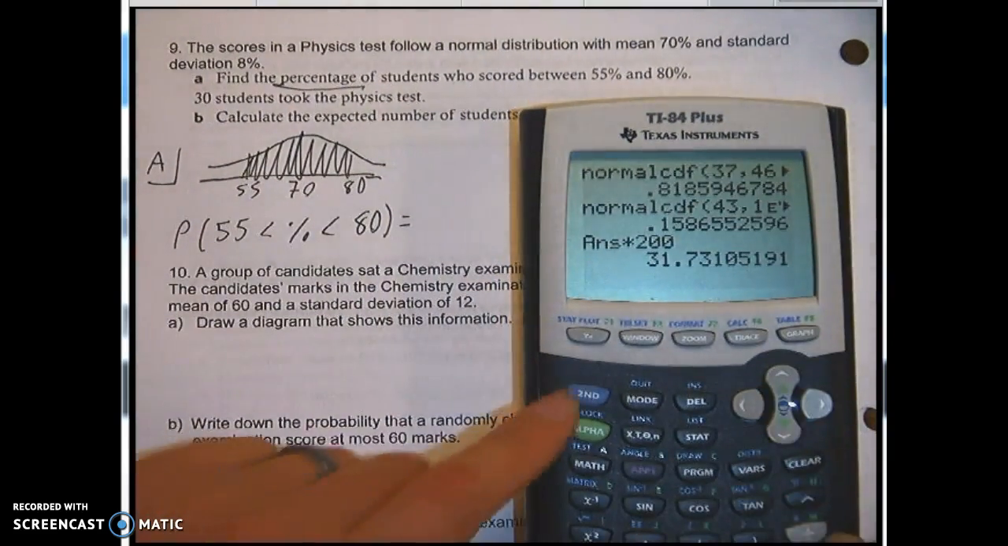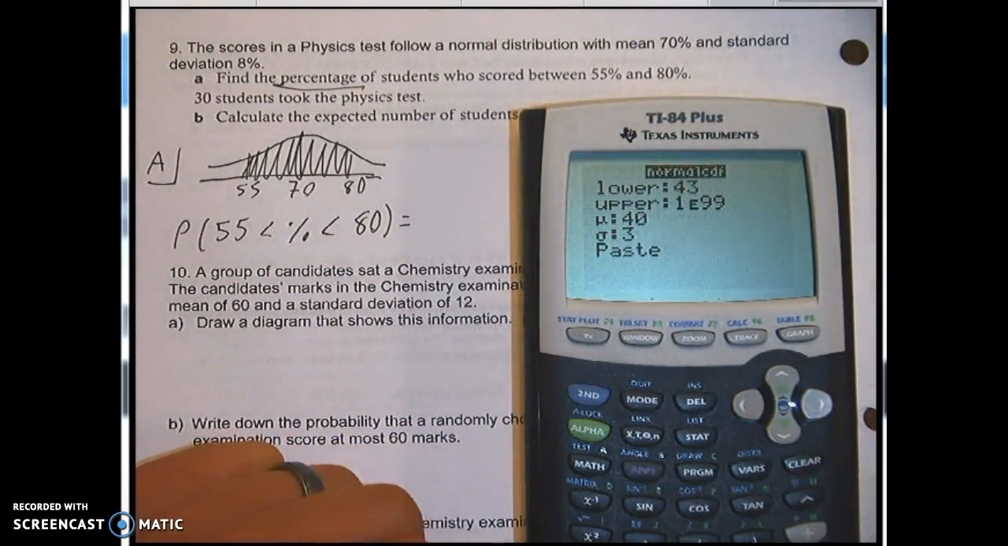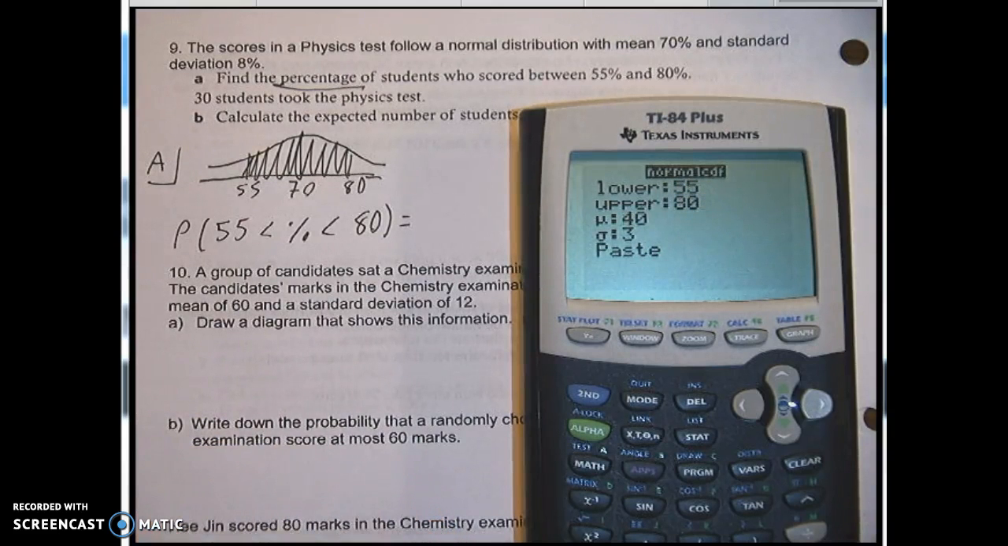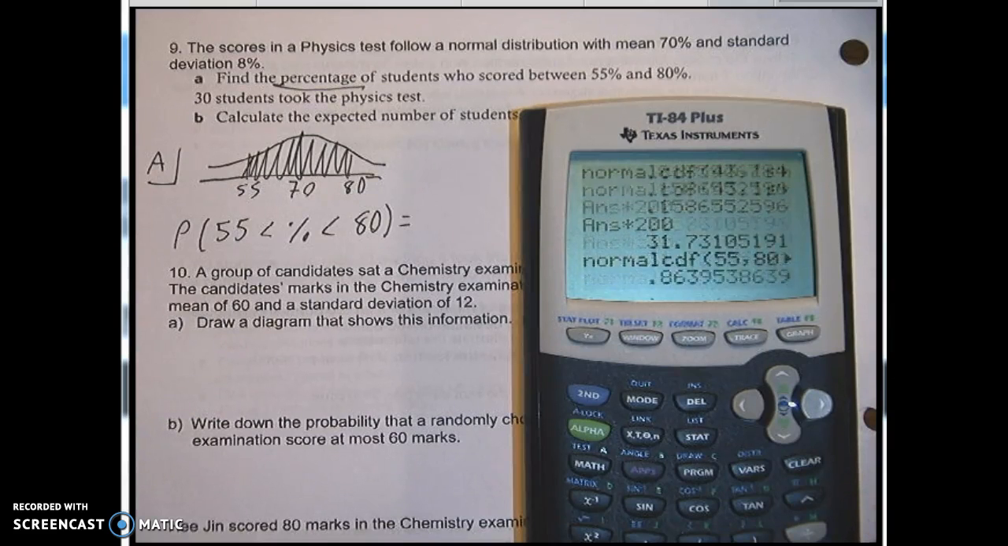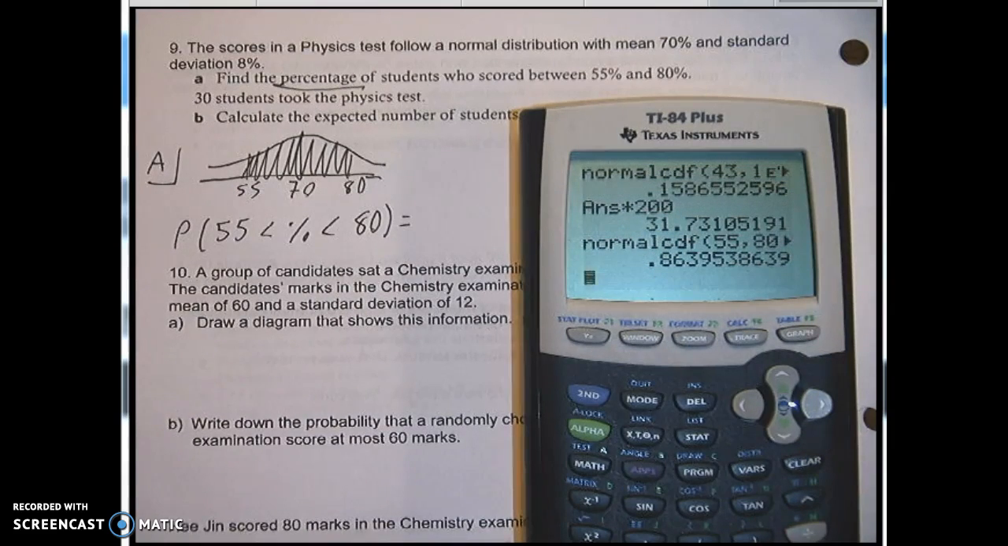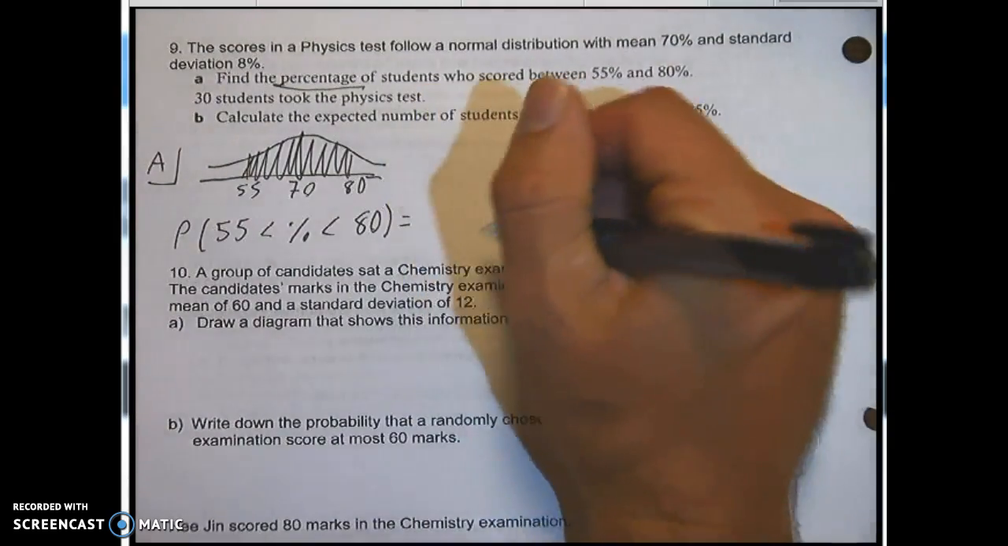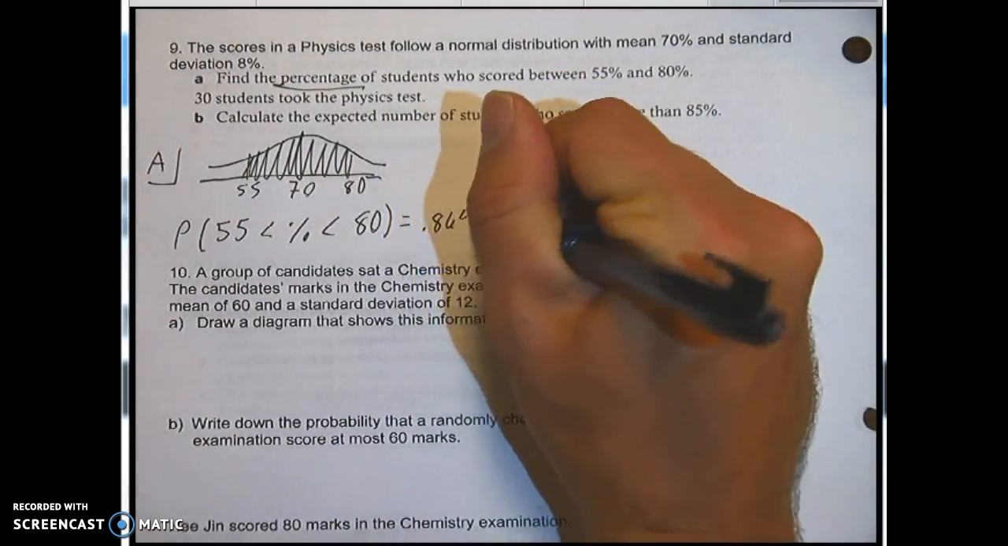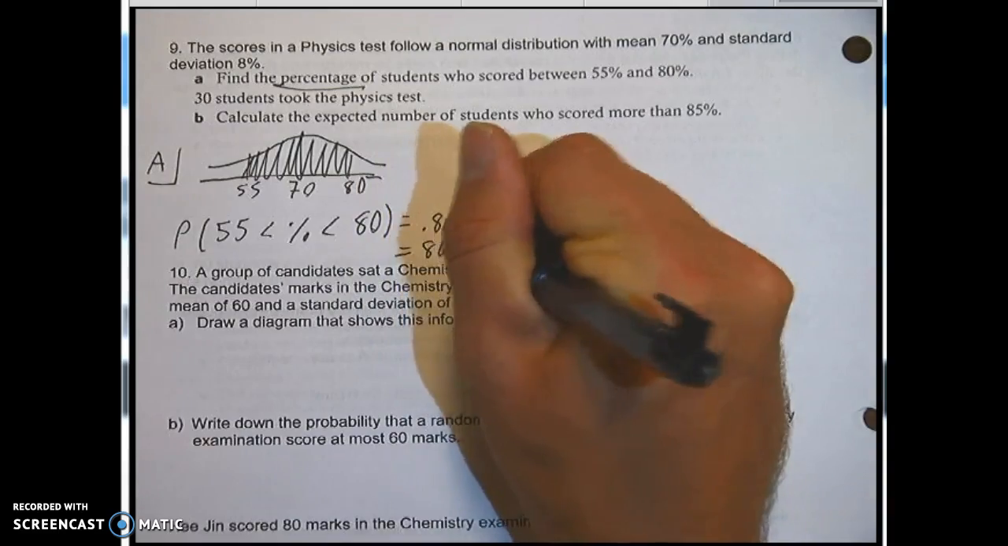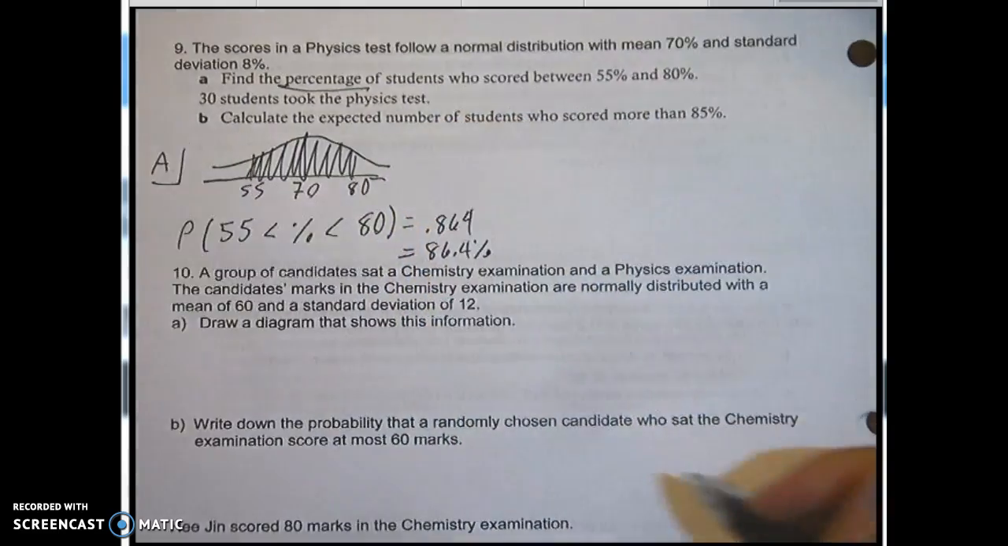Calculator can help me with that. Second var is 2. The lower is 55, the upper is 80. My mean is 70, and my standard deviation is 8. Paste it in, hit enter. It's about 0.864. If they want it as a percentage, that's 86.4%, which would be the answer there.